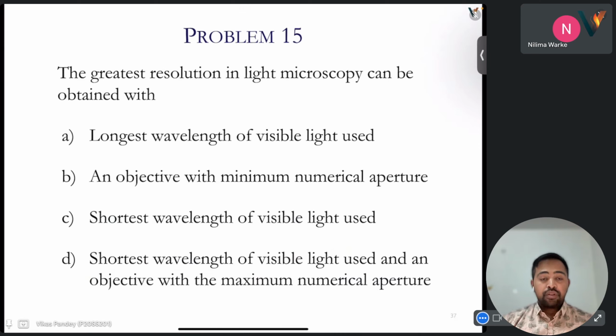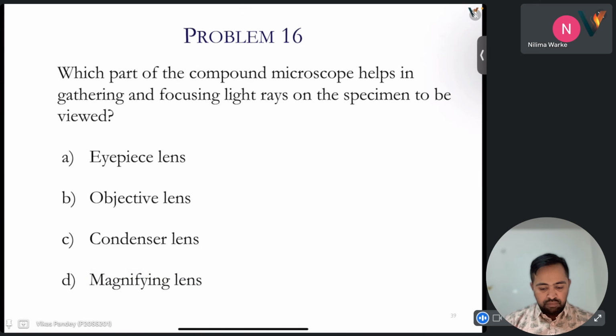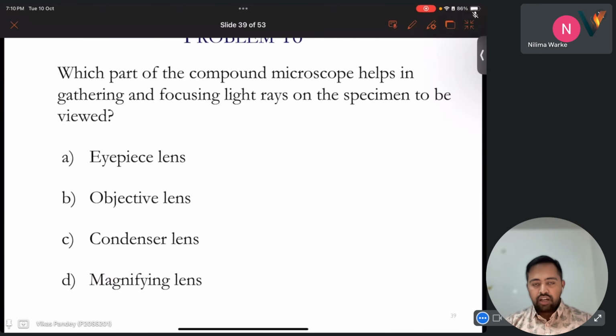So shorter wavelength and maximum numerical aperture, and that is why you see that gradually, if we increase from visible to UV, deep UV, X-ray, and then electron, the resolution will increase. I think I have put that list somewhere, how it goes.